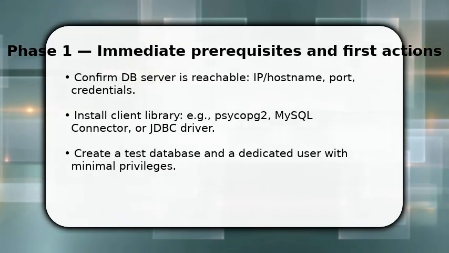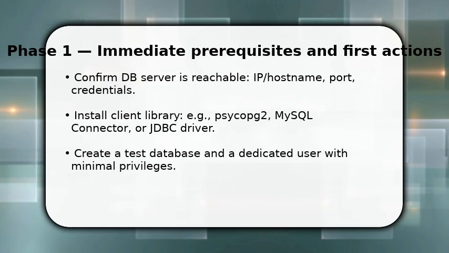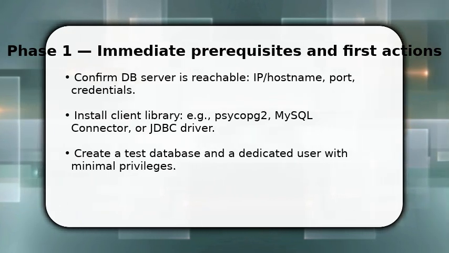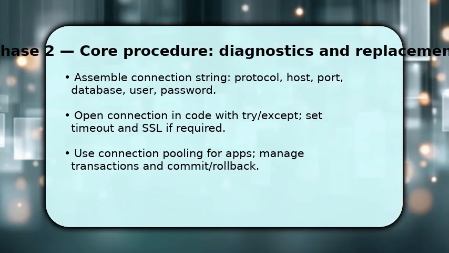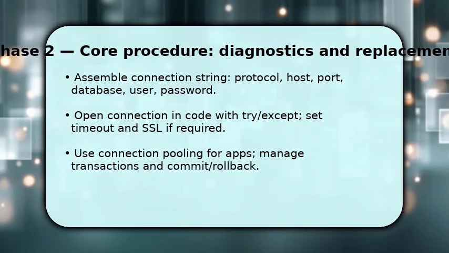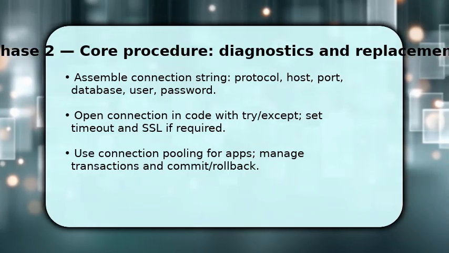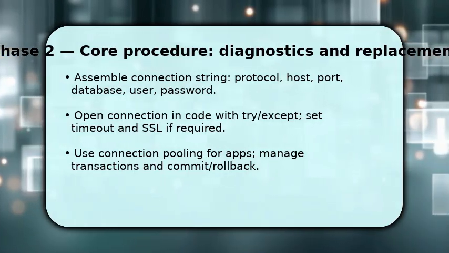Next, prepare a simple connection string template so you can swap host, port, database, user, and password without breaking them. You now assemble the connection string precisely. Include protocol, host, port, database name, user, and password so the client can authenticate.